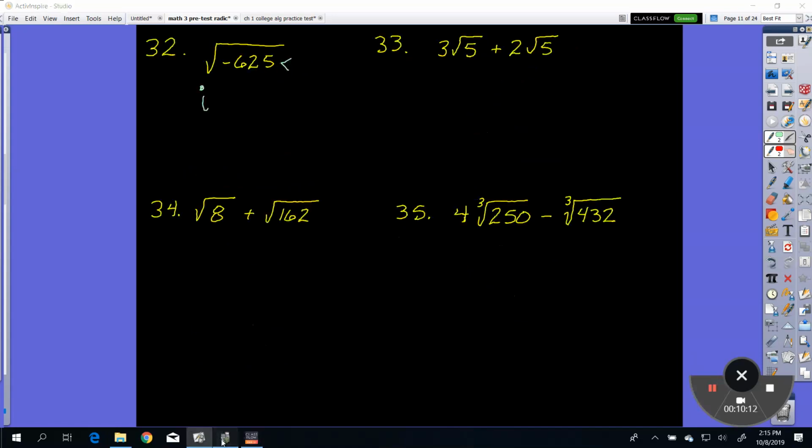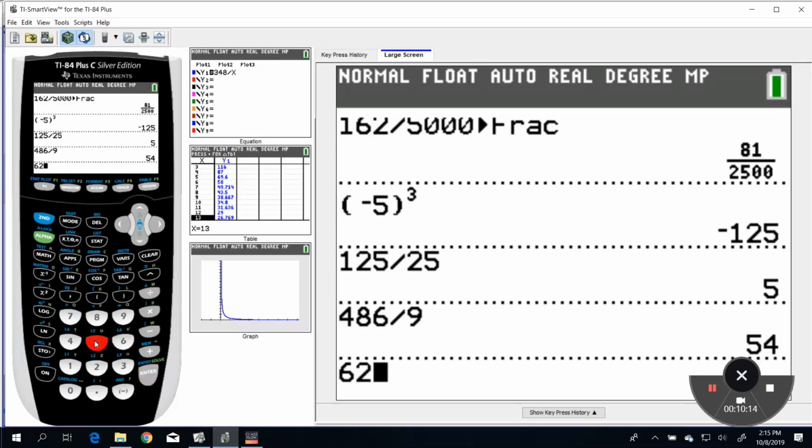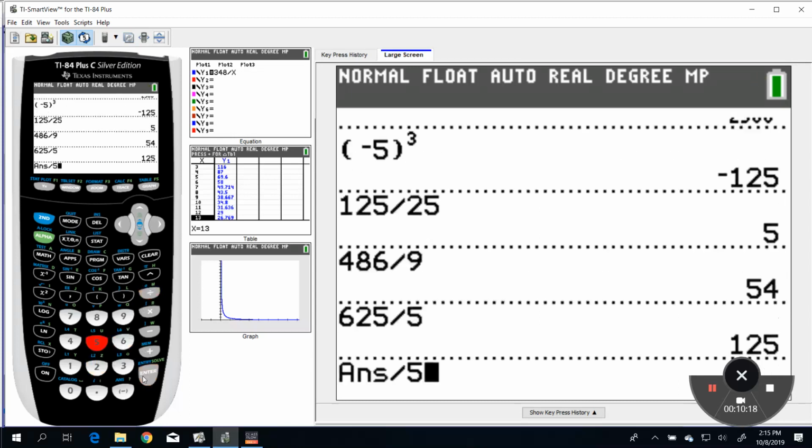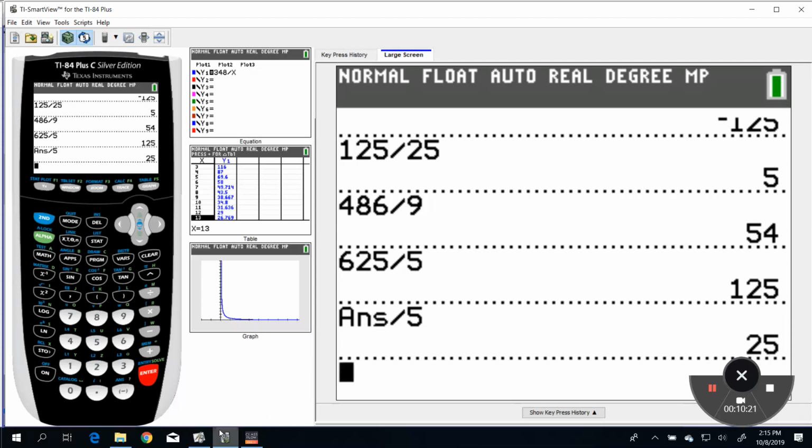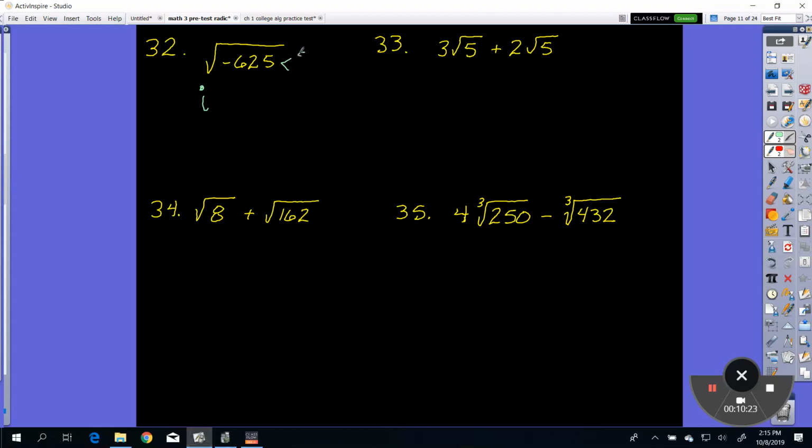625 I know is divisible by 5, so I'm going to go 625 divided by 5. And then I'm going to divide that by 5 again. So now I'll go back to here. So 5 and 125. 125 made 5 and 25. And 25 made 5 and 5. So there are 2 pairs of 5s. There's one, and there's a pair. So each pair comes out and you multiply them back together. So that makes 25i.